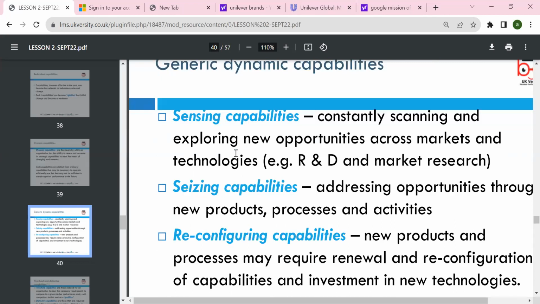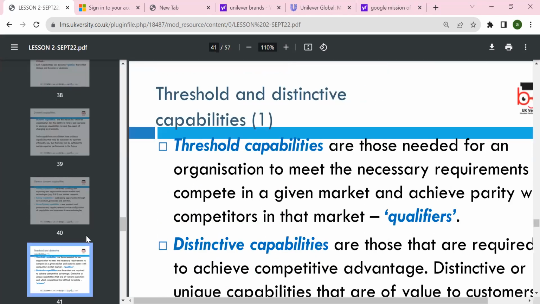Yes, sensing capability. You have a capability to sense what is happening. You have a capability to see. You have a capability for reconfiguration of the product and the capabilities we keep looking at in our organization, that will help to achieve the objective. Threshold means the key performance.